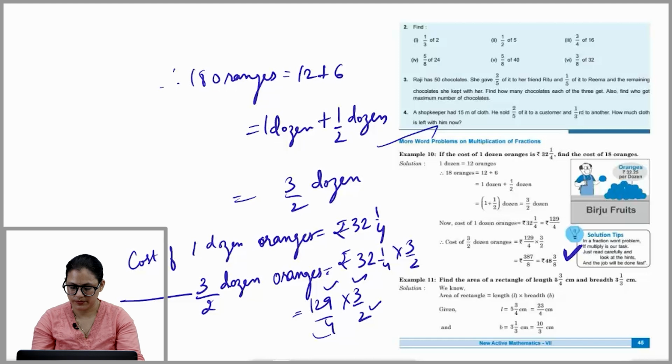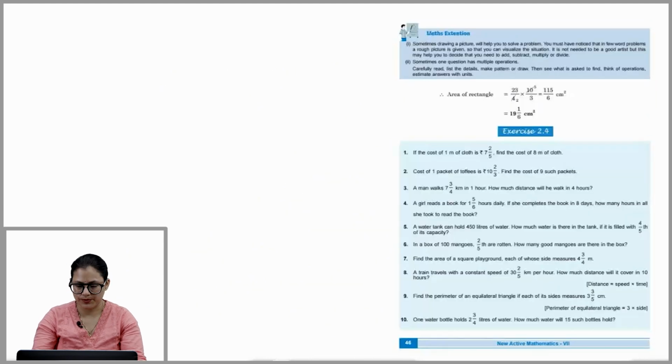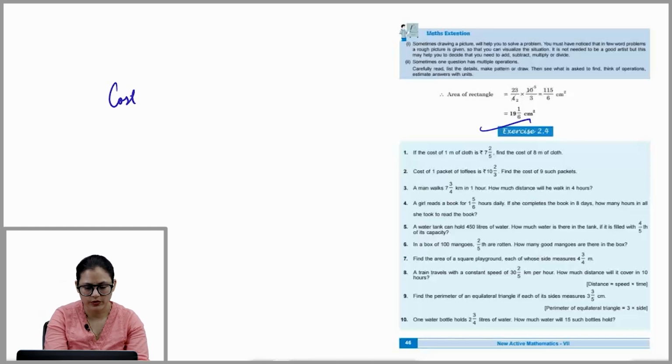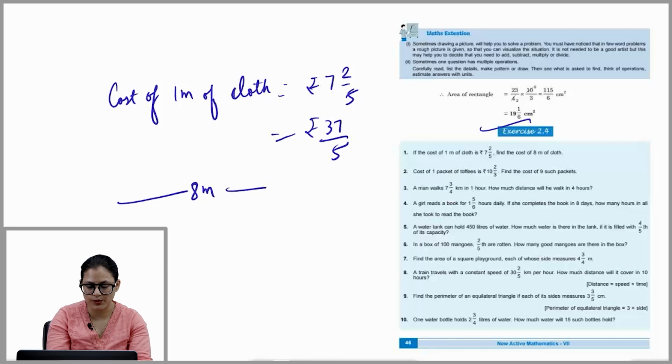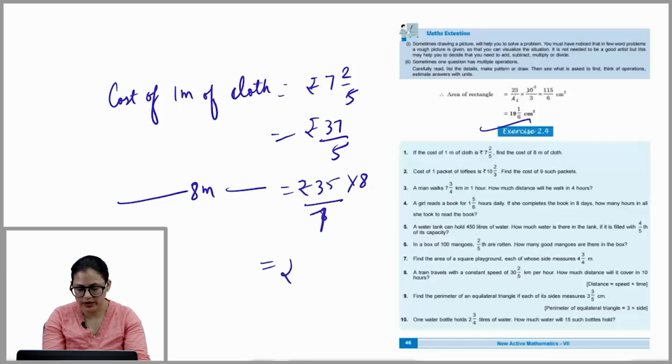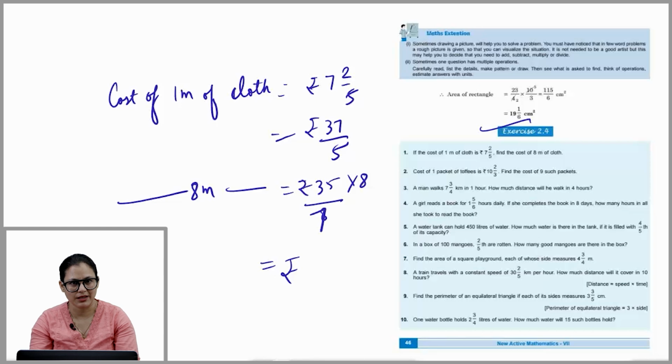Right, students? Let's do exercise 2.4. If the cost of 1 meter of cloth is rupees 7 2 by 5, find the cost of 8 meters of cloth. So the cost of 1 meter of cloth is equal to rupees 7 2 by 5. So 7 5s are 35 plus 2, 37 by 5. Now you have to find out the cost of 8 meters of cloth. So what will you do? You will multiply this by 8. And after multiplying, you will convert the number into a mixed number. Right, students?